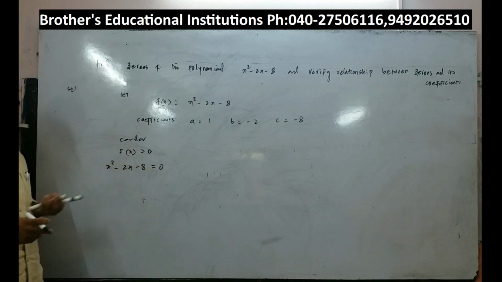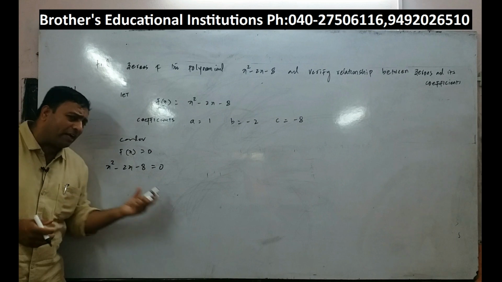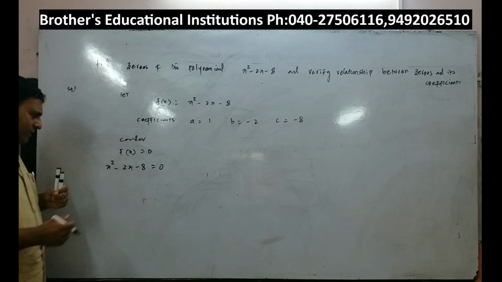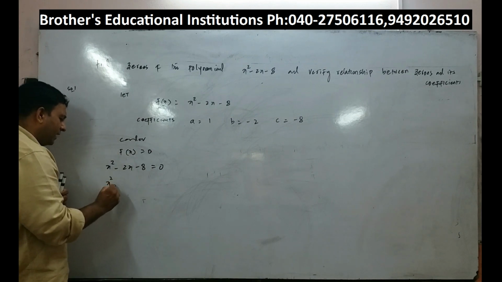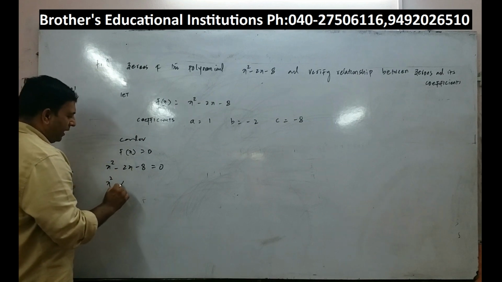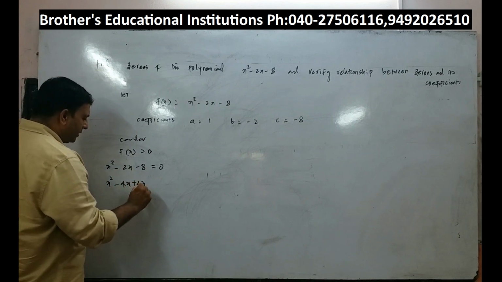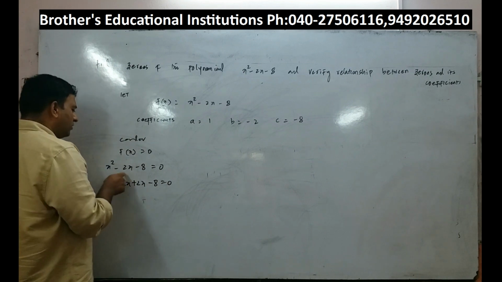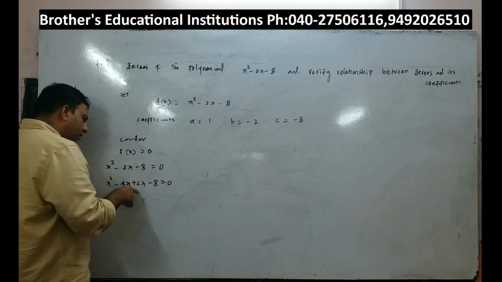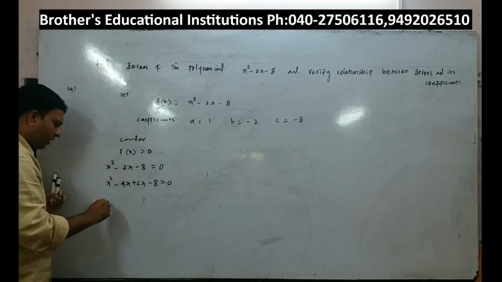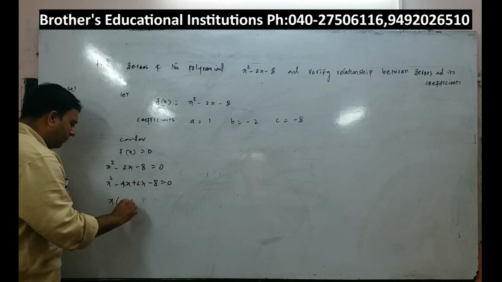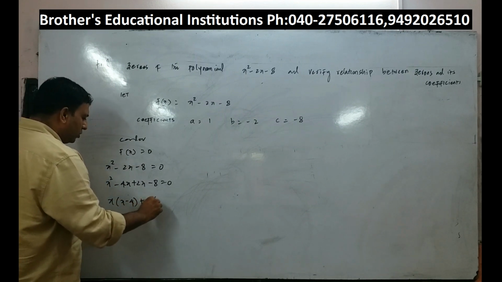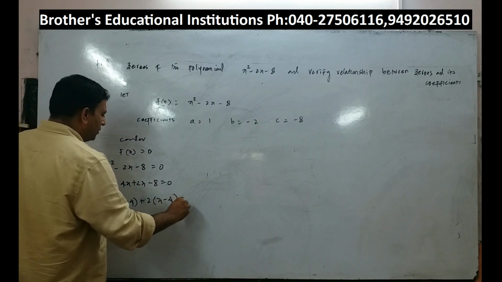So now, as per the 9th class concept, I have to go for factorization. How do I factorize? Alright, now I will write this as x square minus 4x plus 2x minus 8 is equal to 0. See, minus 4x plus 2x will be minus 2x, and minus 4 into 2 is minus 8. So that's how you take factors. I will take x common, x into x minus 4, plus 2 common, x minus 4 is equal to 0.